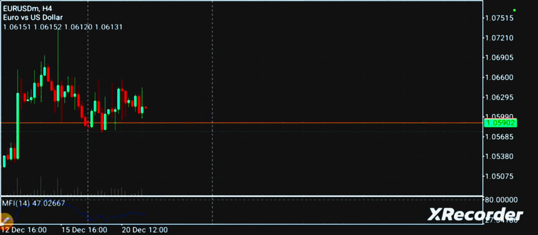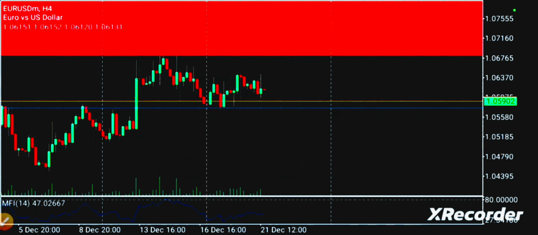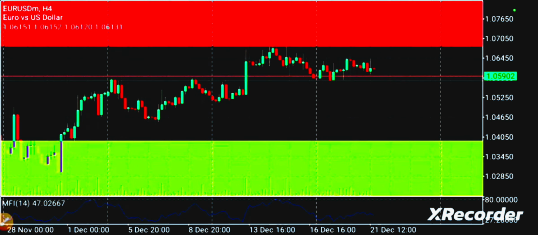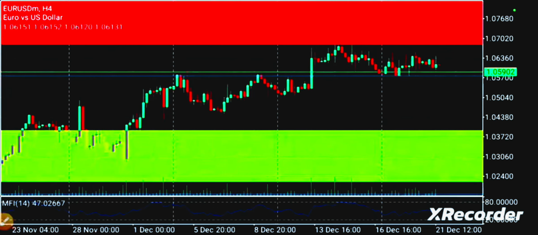When there's demand for something and there's not enough supply, the price of whatever that product may be will increase. Then if there's too much supply for whatever product that may be, then the demand will decrease. So that's how supply and demand works in the business world. Then I will show you guys how it works on the charts.